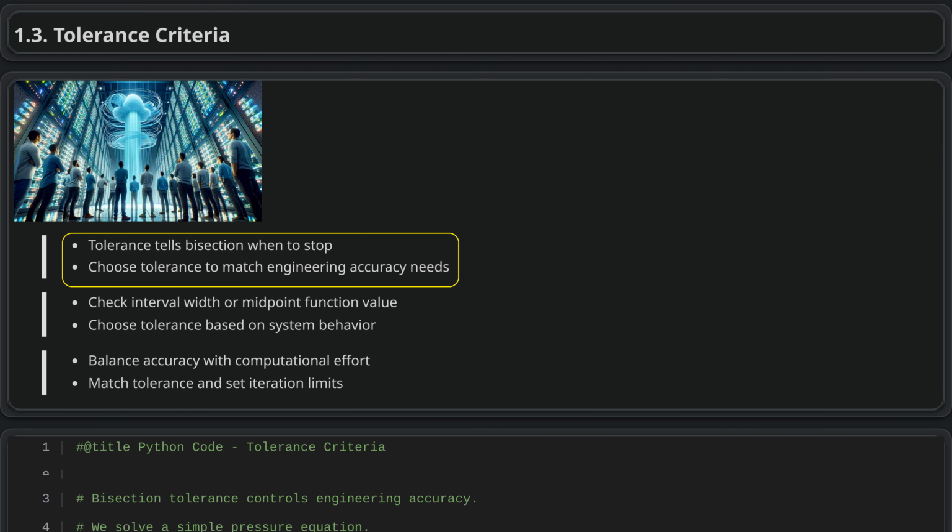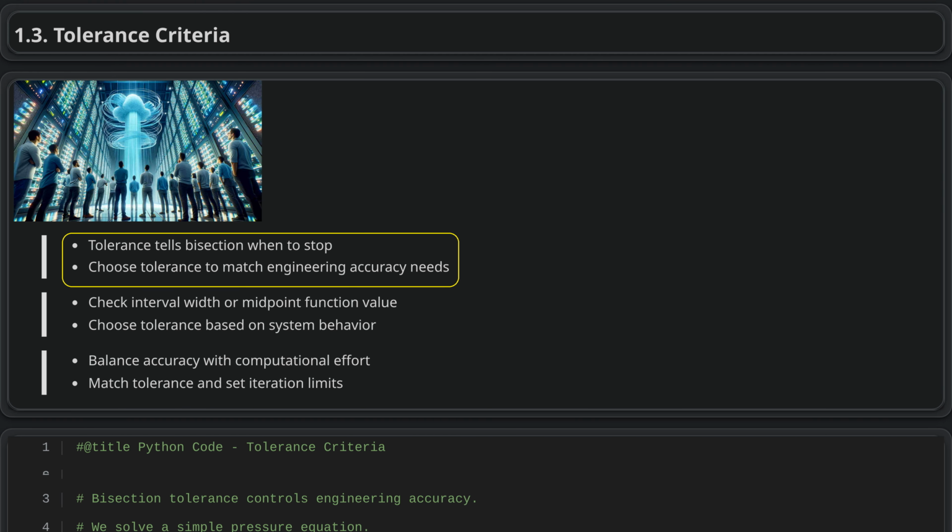Python code. Tolerance criteria. Bisection tolerance sets the accuracy needed for an engineering calculation, such as solving a simple pressure equation. Iteration limits help keep the numerical process controlled and prevent excessive computation.